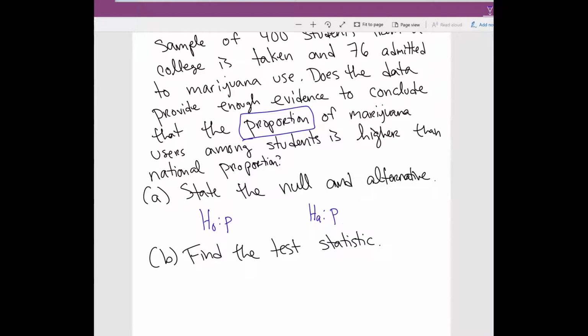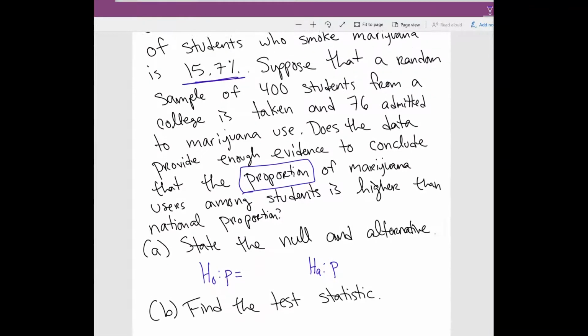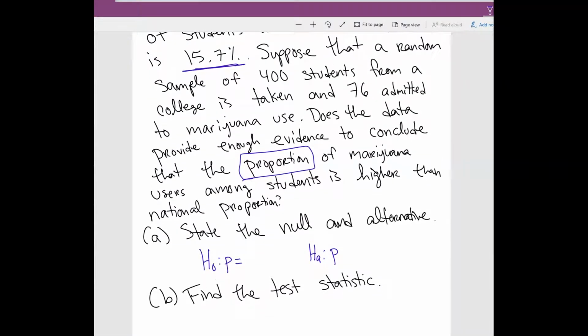So remember that the null hypothesis is always going to be an equal sign. So this equal sign is going to be this 15.7%. Let's convert this to a decimal. That's going to be 0.157. Okay. Now, what would happen in the alternative?